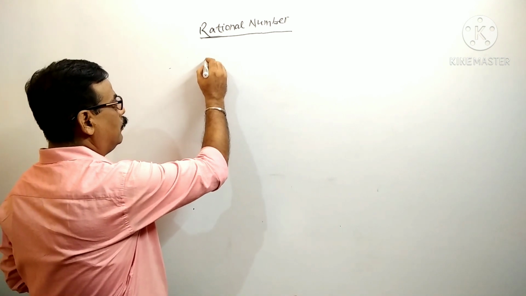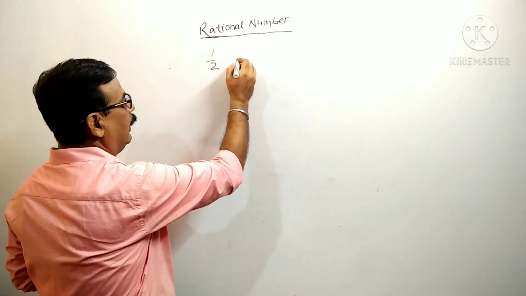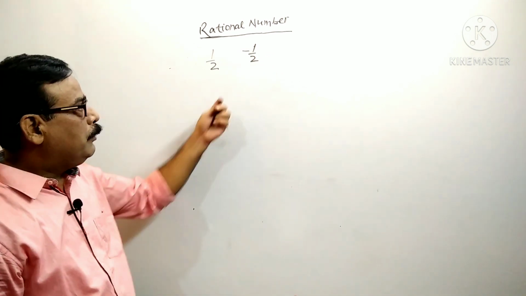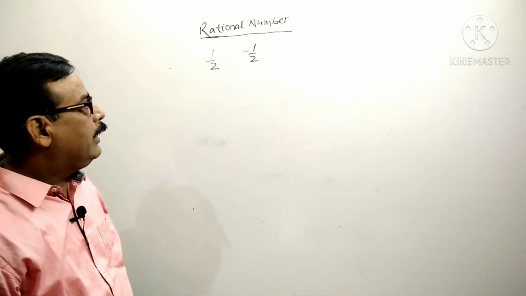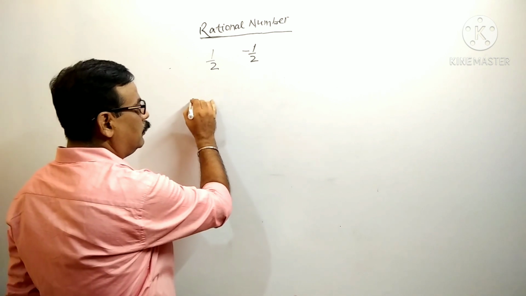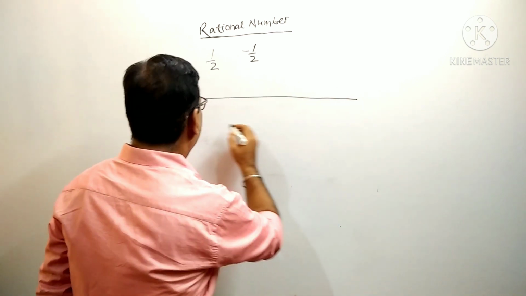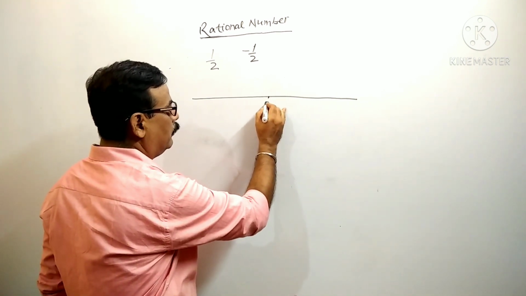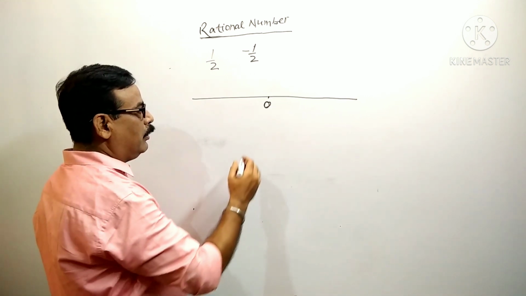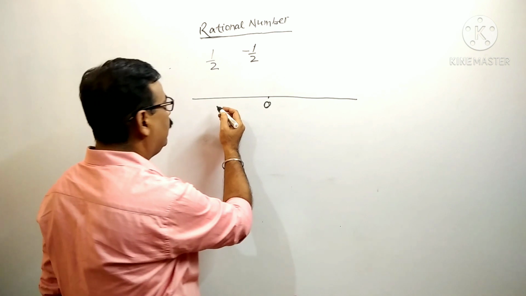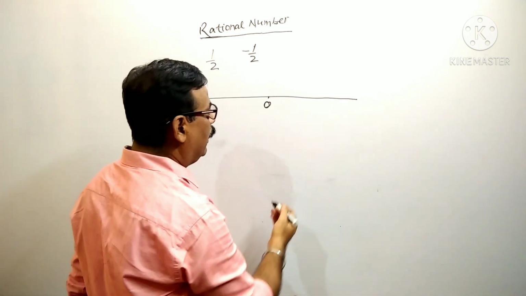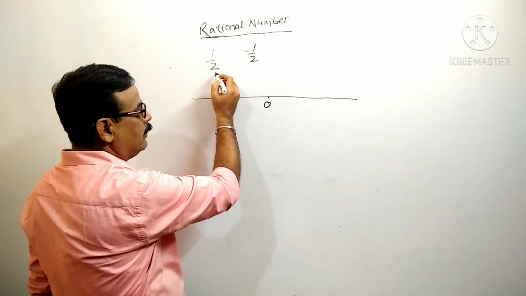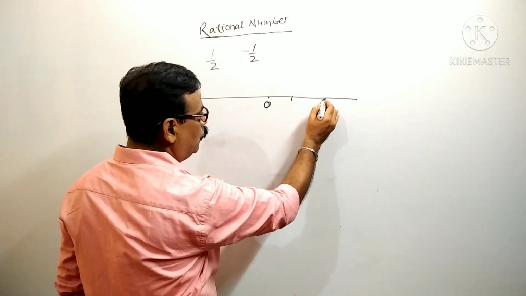Suppose here are two rational numbers, 1 by 2 and minus 1 by 2. For representing these rational numbers on a number line, we have to take a line, any line, and put 0 here, and on both sides, right side and left side, you have to mark what part you have taken. So 1 by 2, numerator is 1 and denominator is 2, so we take two parts, 1 and 2.